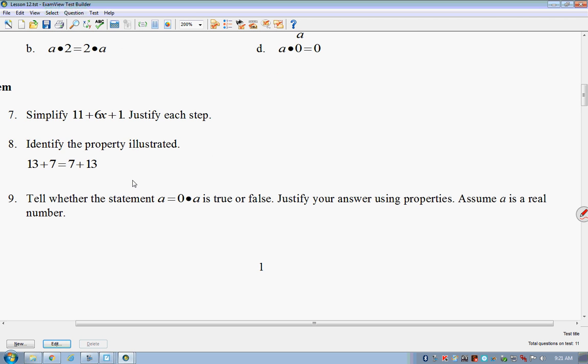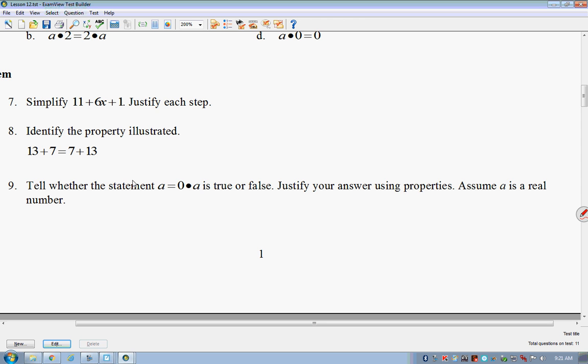Number 7 is probably one of our first examples, somewhat of a proof. Because it says justify each step. So whenever we're doing proofs, which you'll get into in geometry and maybe some in algebra too, you always start off on the left. We got 11 plus 6x plus 1. And on the right, so this is my statement. Over here is my reason. My reason here is given. My first statement is always given because that's what they've given me.